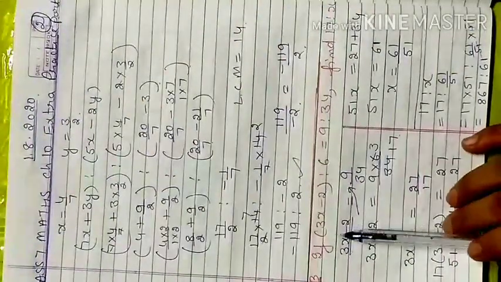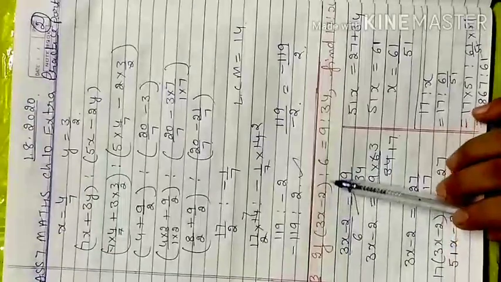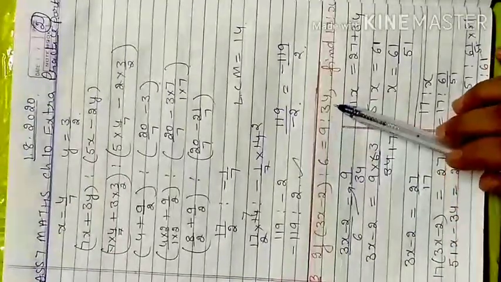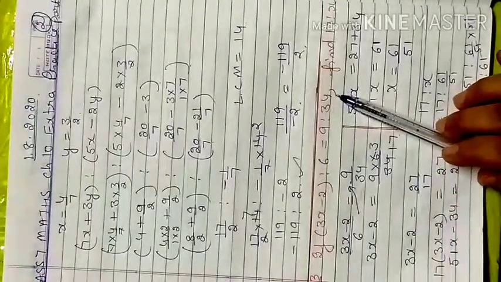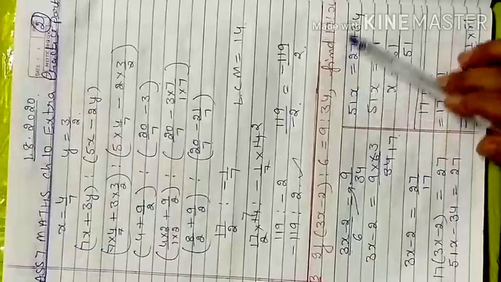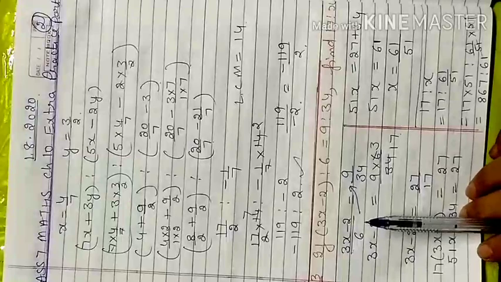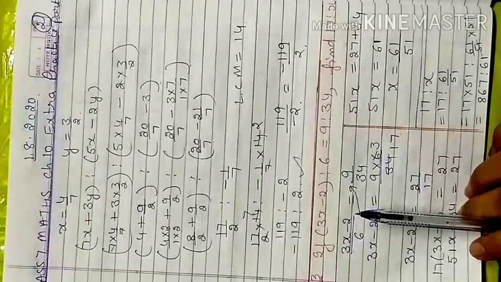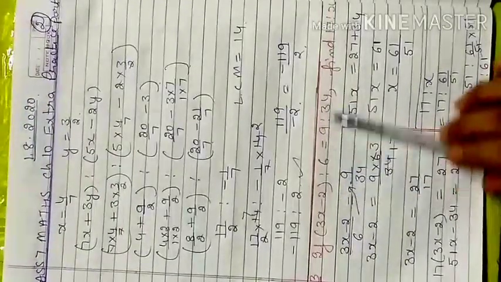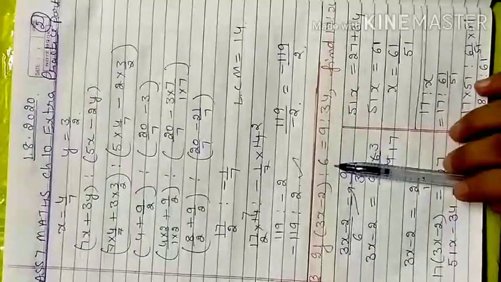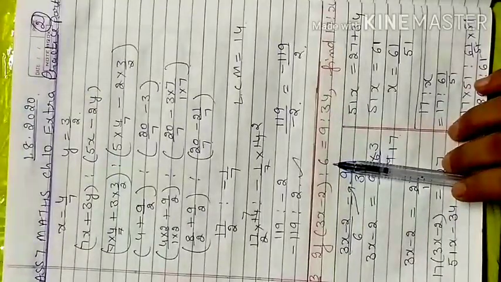Next, your third question is: if (3x minus 2) ratio 6 is equal to 9 ratio 34, so that is given in your statement. You have to find 17 ratio x. Here you need not make it 17 ratio x; you just try to find the value of x from the statement given to you. You have to find the x value.